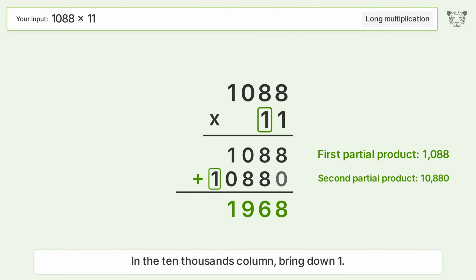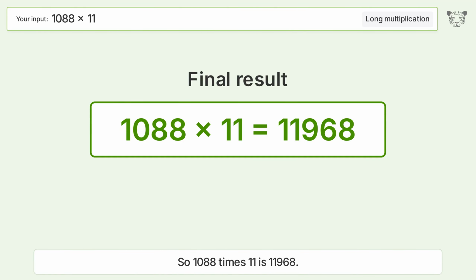In the 10,000s column, bring down 1. The product of the whole numbers is 11,968. So 1088 times 11 is 11,968.